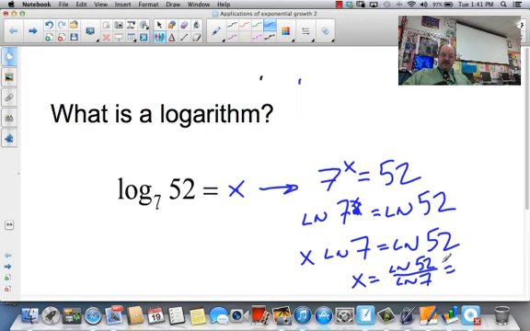So then we just grab the calculator and we take the natural log of 52, close the parentheses, divided by the natural log of 7, close the parentheses, and we get 2.03, which seems like a reasonable answer, because if I multiply 7 by itself twice, I get 49, and so if I multiply by it 2.03 times, I get a little bigger than 49, which is 52-ish.